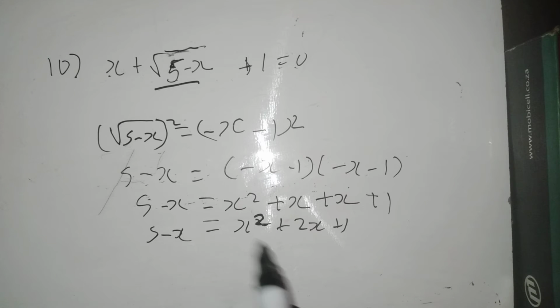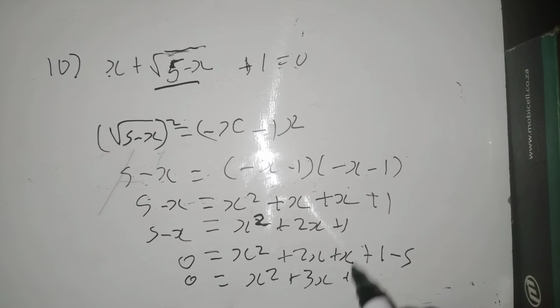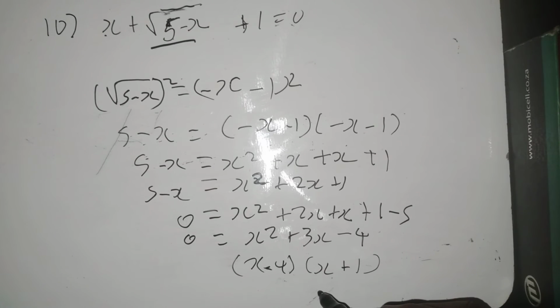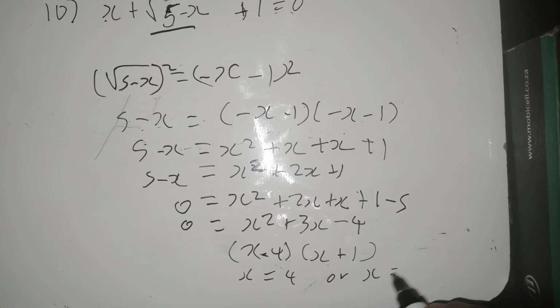So let's take this stuff to the other side. It becomes x squared plus 2x. It was minus x, so now it becomes a positive x. Then we have plus 1. It was a positive 5, so it becomes a negative 5. So this becomes x squared plus 3x minus 4. Right, so let's continue. Let's factorize. It's going to be 4 and 1, so minus plus. So now x is equal to 4 or x is equal to negative 1.